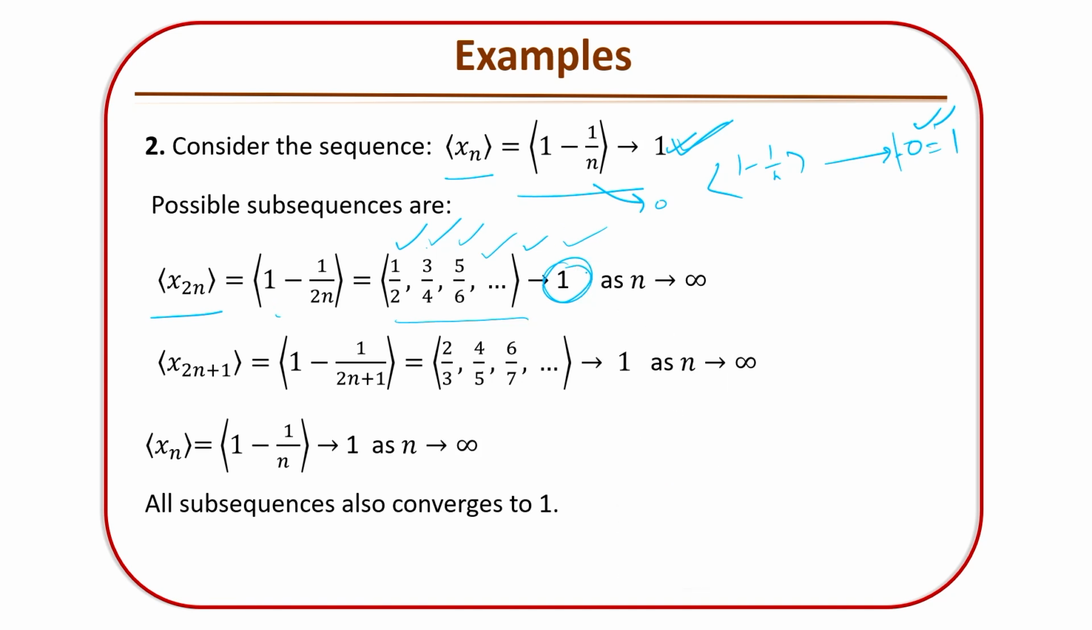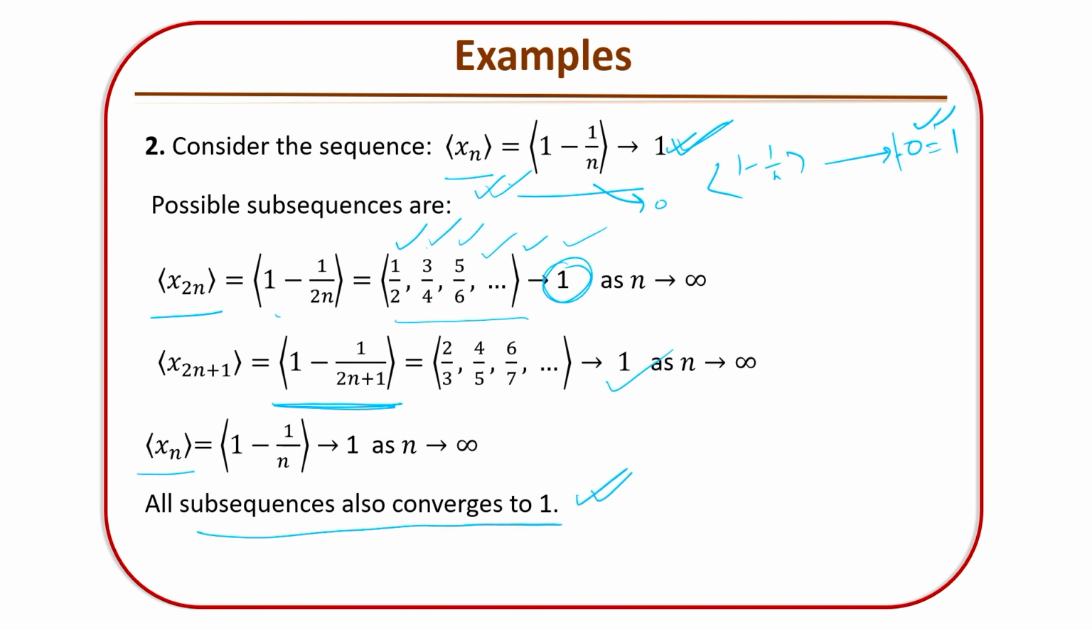Also look at the sequence 1 minus 1/(2n+1). These are terms from the sequence x_n, so x_{2n+1} becomes a subsequence of x_n, and since the theorem says that if a sequence converges to L, every subsequence converges to the same number L, without any check or calculations we can say that x_{2n+1}, which has each term 1 minus 1/(2n+1), must converge to 1, right? Similarly, x_n itself is a subsequence, isn't it? Every sequence by definition is a subsequence of itself. So all subsequences also converge to 1.